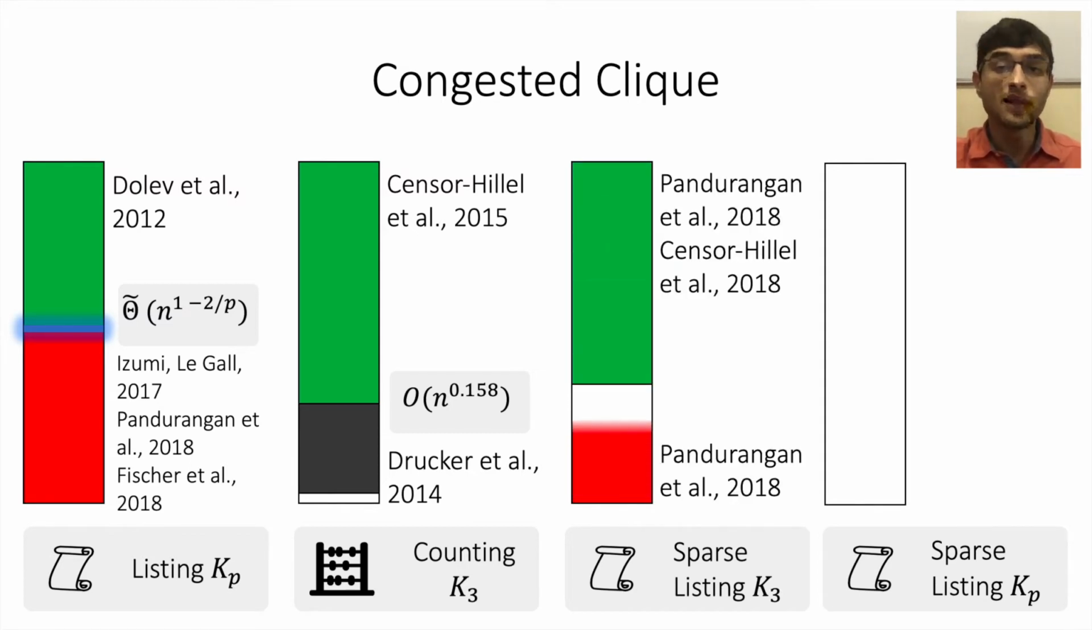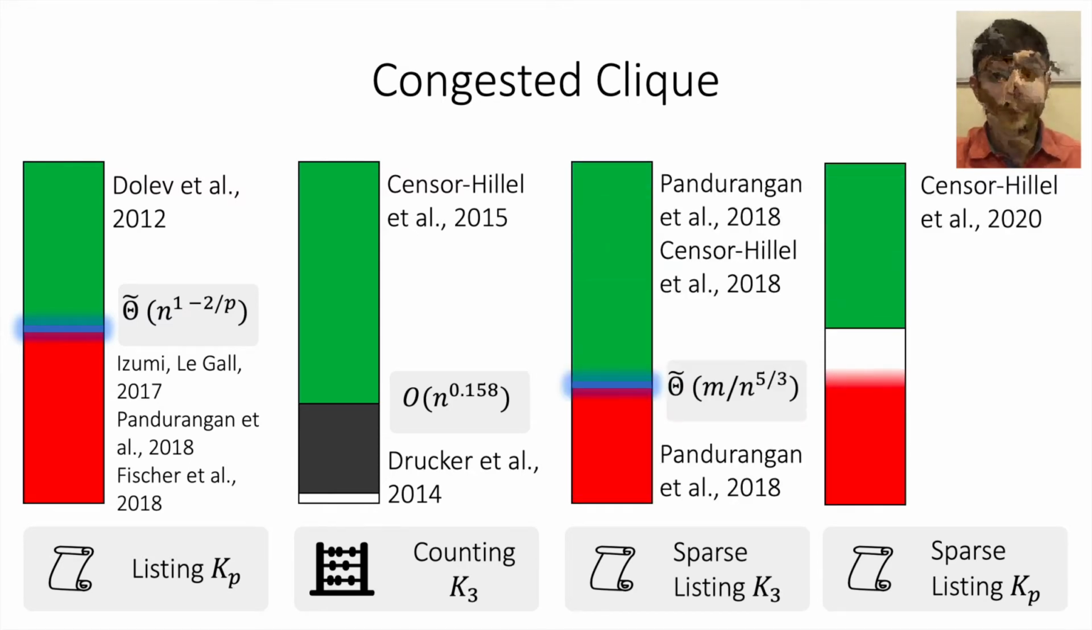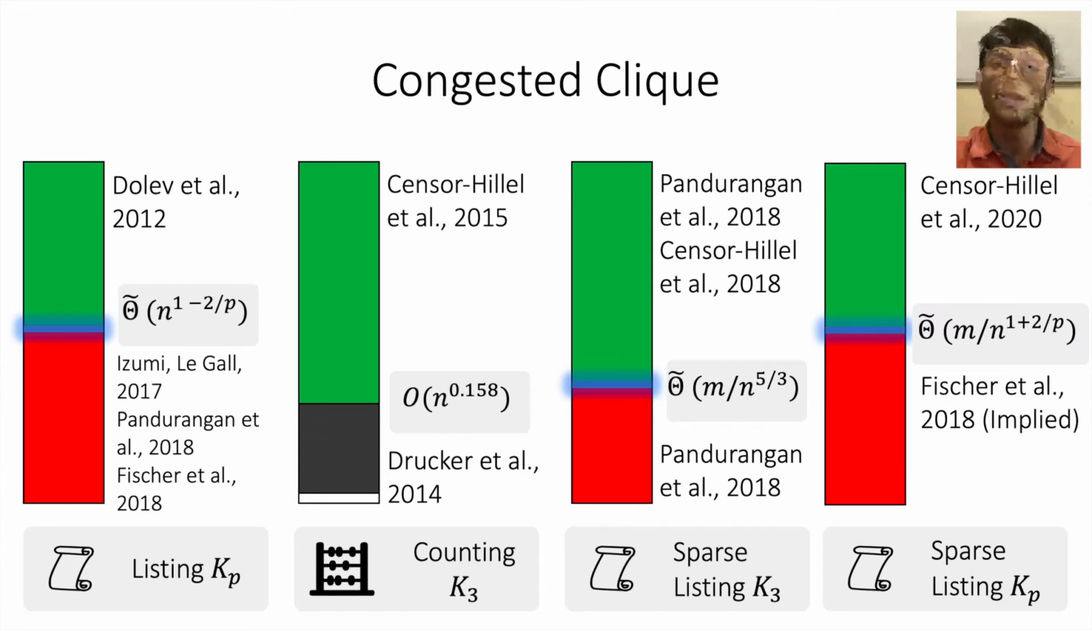Later results went ahead and also showed algorithms which are sparsity aware, and they are tight. That means that even if the input graph itself is sparse, it's possible to list all cliques faster in those types of graphs.